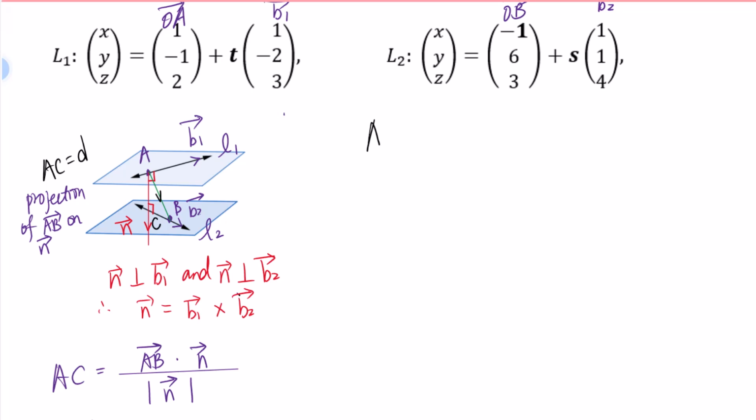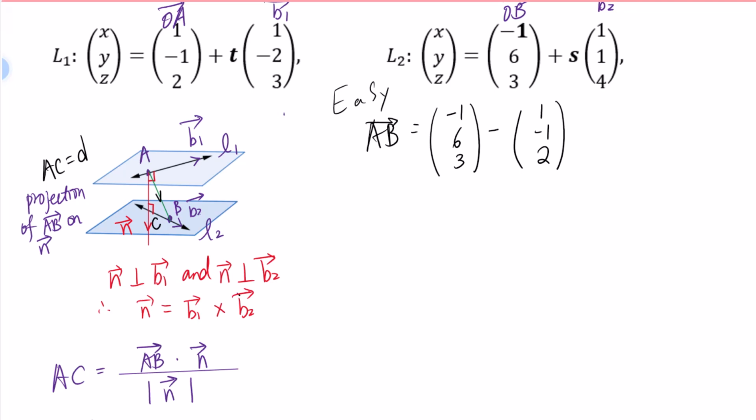Now let's work out vector AB first. Use the easy way: ending coordinates minus starting coordinates. Change minus into plus, then change sign. Equals negative 2, 7, 1.